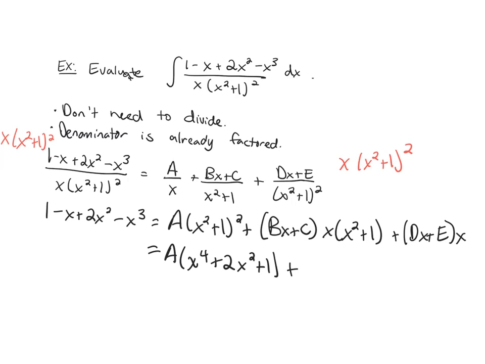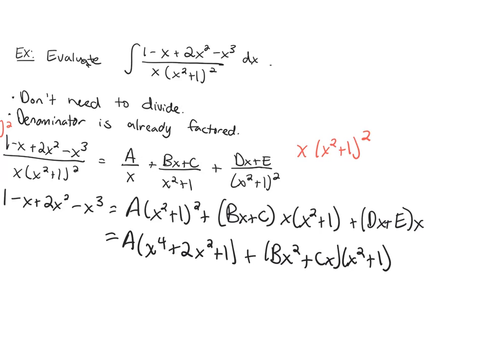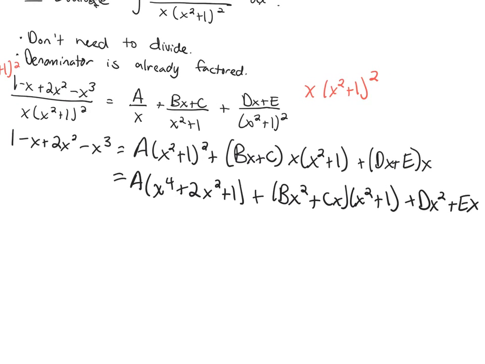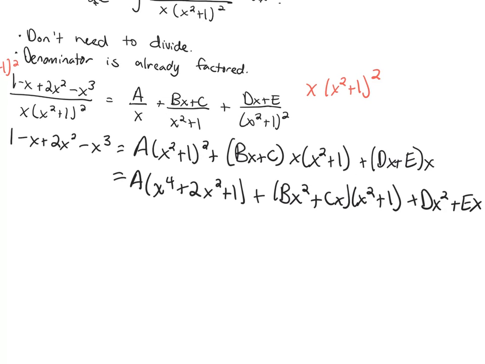I'm going to go ahead and distribute the middle term, so I'll get Bx plus C times x squared plus 1. And then lastly, I'm going to distribute the x to get Dx squared plus Ex. Let me move that up a little so you can see. And I'm still not done. My first term, you need to distribute the A. So let's go ahead and do that. Ax to the 4th plus 2Ax squared plus A.